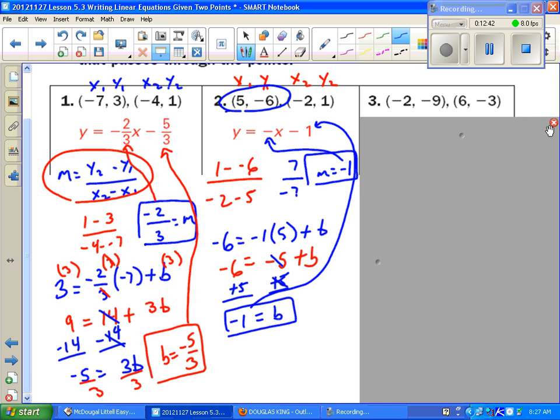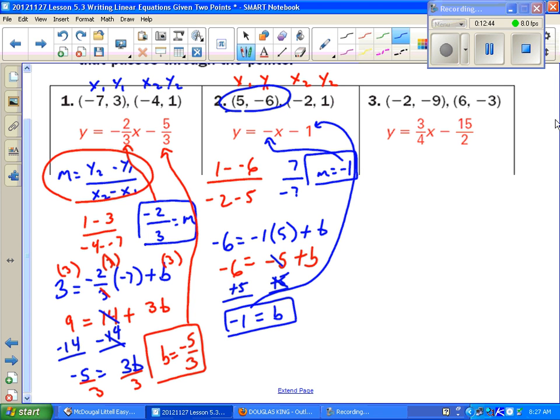And then the last one, you got to find your slope, and you got to find your y-intercept again. So go a little bit quicker through this one. Negative 3 minus a negative 9 over 6 minus a negative 2. Negative 3 plus 9 is going to be 6, and 6 plus 2 is going to be 8. The number 2 goes into both of them. So your slope is going to be 3 over 4 for this one. And then use that to find your y-intercept.